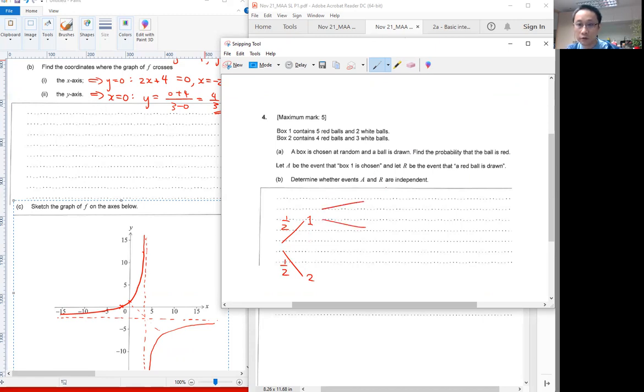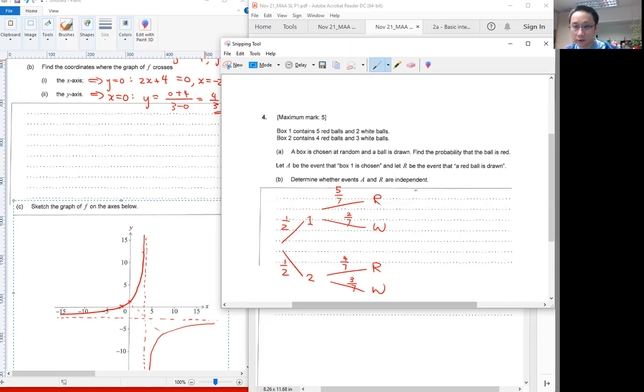They want to note the probability of drawing a red ball by the end. The first one, 5 out of 7. That's technically fine. So the white, which is a complementary outcome, would just be 2 out of 7. While for box 2, the probability should be 4 out of 7 and then 3 out of 7.